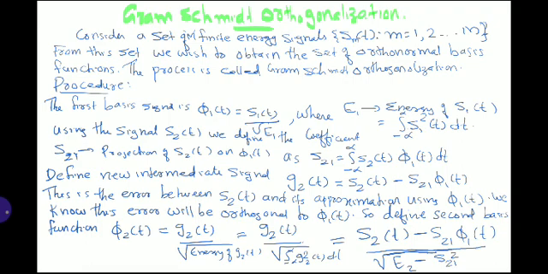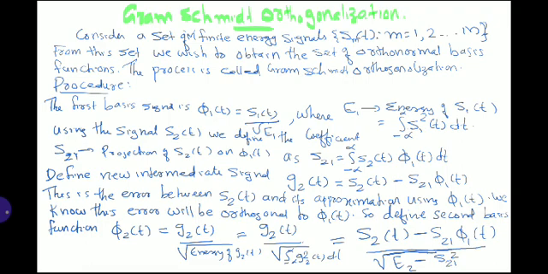Okay. Now in the next step, take s_2(t), the second signal, and define a coefficient s_21, that is the projection of s_2(t) onto phi_1(t). That is, s_21 is equal to the integral from minus infinity to infinity of s_2(t) phi_1(t) dt. So we find the coefficient s_21, the projection of s_2(t) onto the basis function phi_1(t).